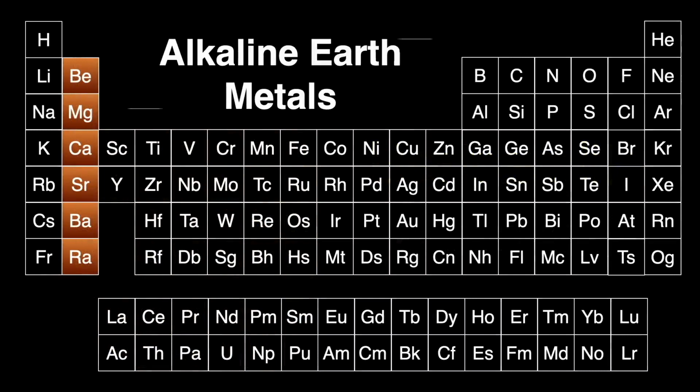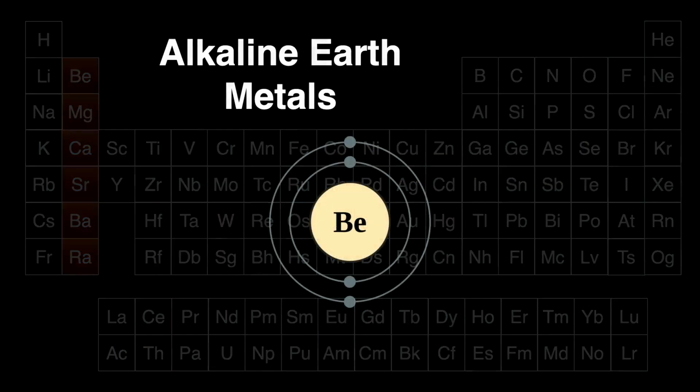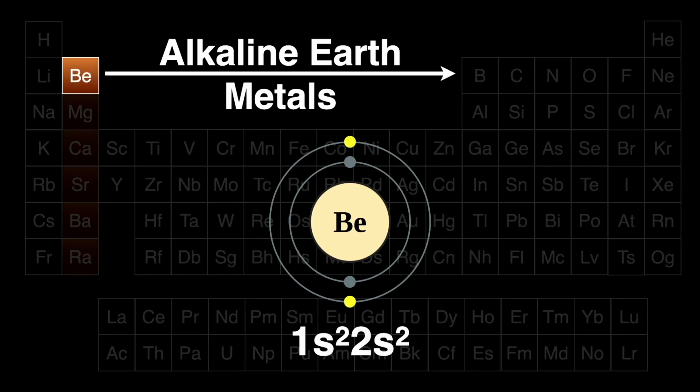Beryllium is a member of the alkaline earth group. Like magnesium below it, beryllium has 2 valence electrons in its outer S shell, which is now full, so its electron configuration is 1s2, 2s2. The next element, boron, starts to fill the p shell.